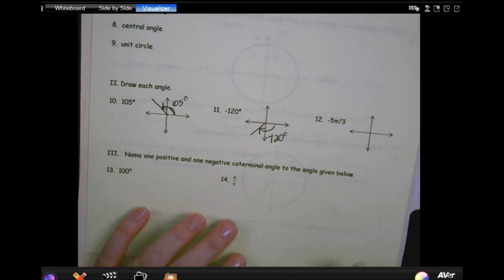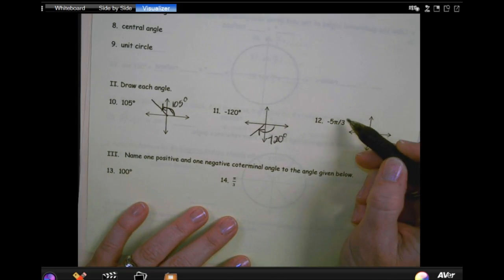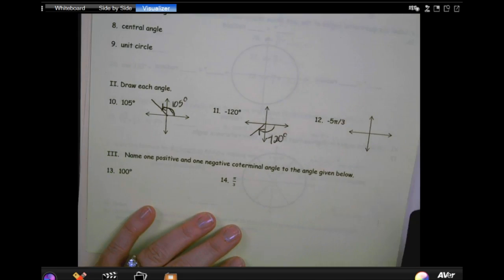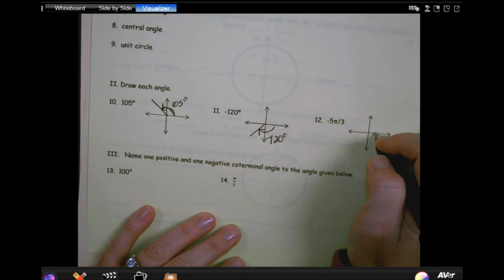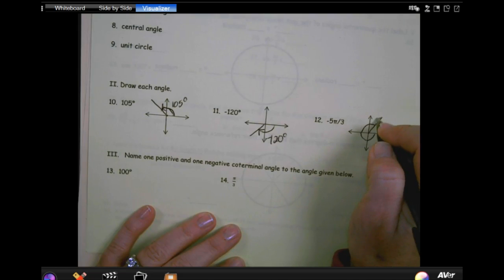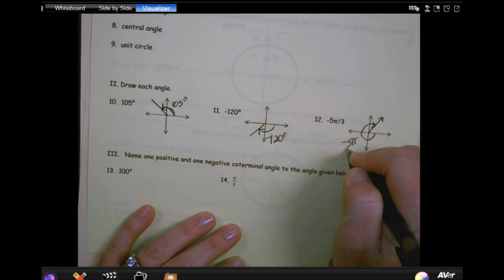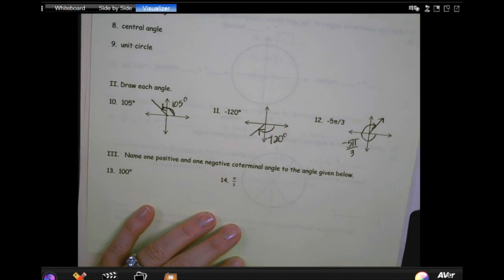So the minus 5 pi over 3. First of all, what is pi over 3? What's 180 divided by 3? 60. 60 times 5 is 300. And I want negative. So 90, 180, 270 over here. Negative 5 pi over 3. Cakewalk.